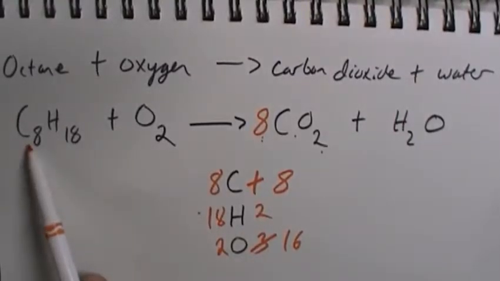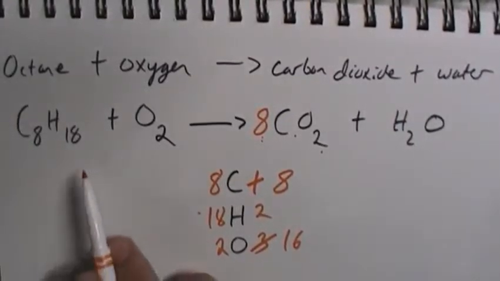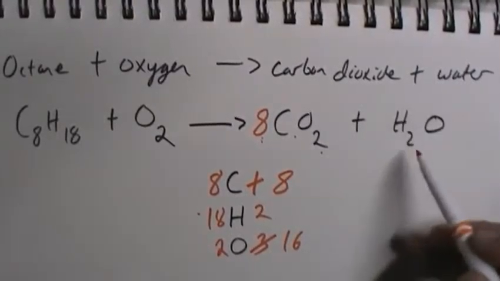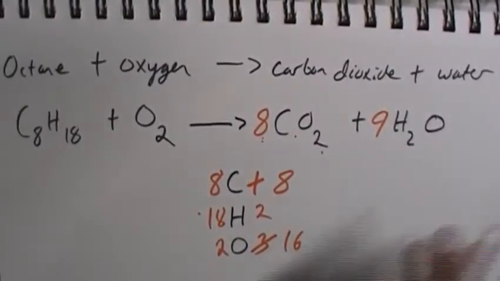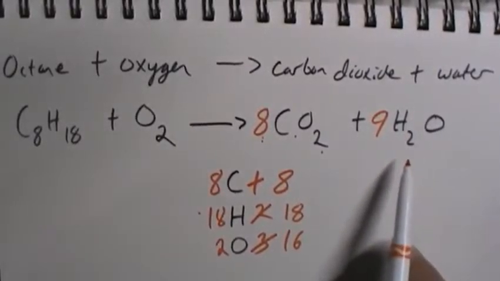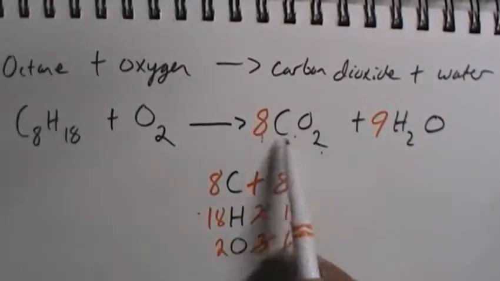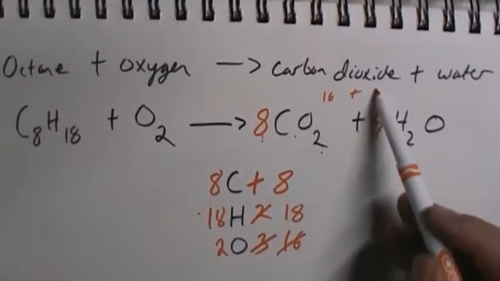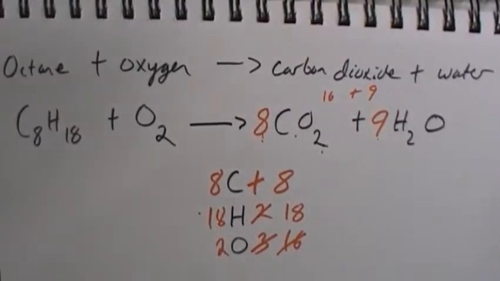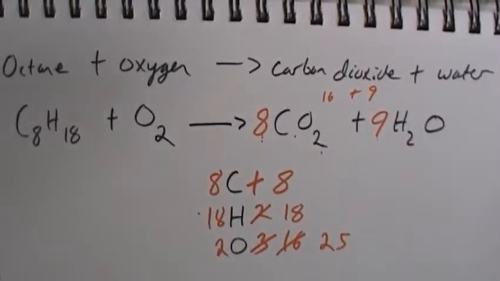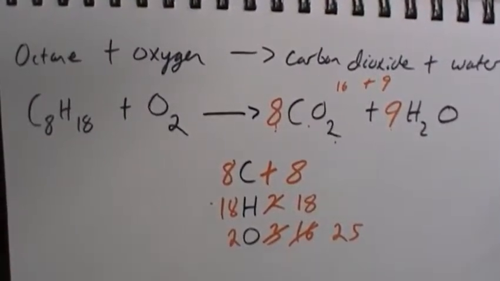Well, now I have carbon balanced, but not hydrogen. I have 18 hydrogens going in, but just 2 coming out. So something times 2 gives me 18, that's 9. So update, 18 hydrogen. Now let's go back and look at oxygen. I have 8 times 2 is 16 oxygen, plus 9 times 1 is 9 oxygen, which brings me up to a total of 25 oxygen. Well, I've wound up with an even-odd split again.